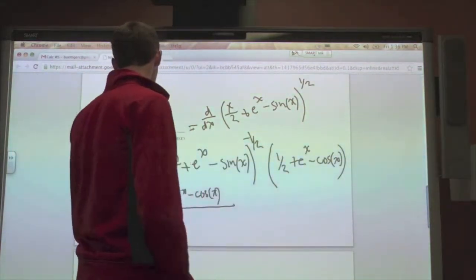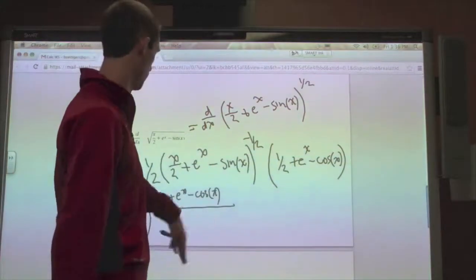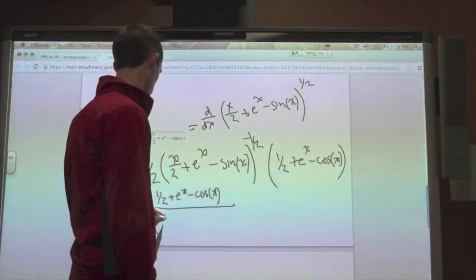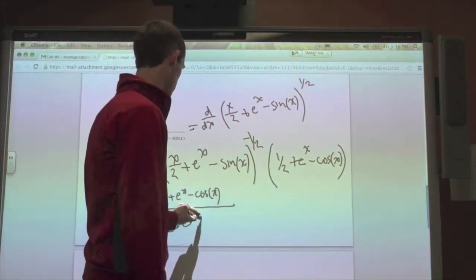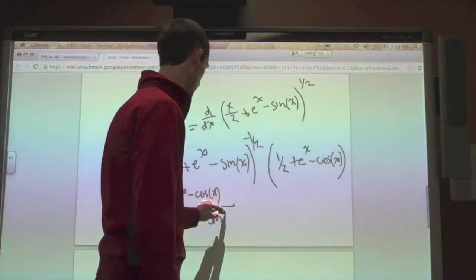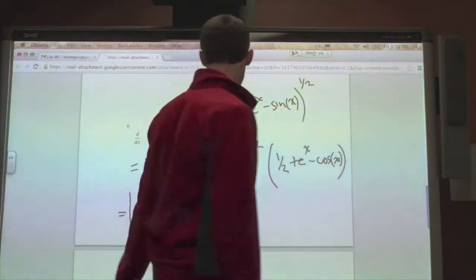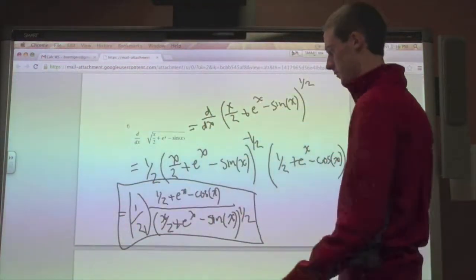And that will be divided by, this stuff is negative exponents, so we push it on the bottom, and it's a 1/2. So that'll end up being the square root, but we'll just leave it as 1/2. So x over 2 plus e to the x minus sine of x, all to the 1/2. And that's about as simplified as you're going to be able to make it.